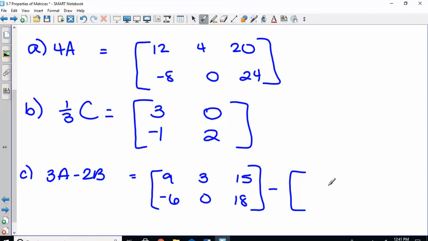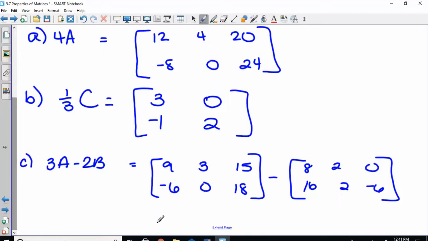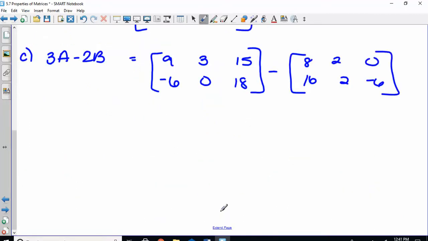Minus, okay, 2B. So if I take everything in matrix B times 2, we get 8, 2, 0, 16, 2, negative 6. Everybody with me there?